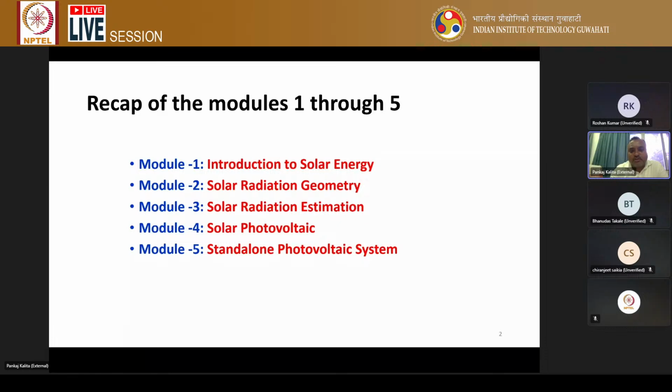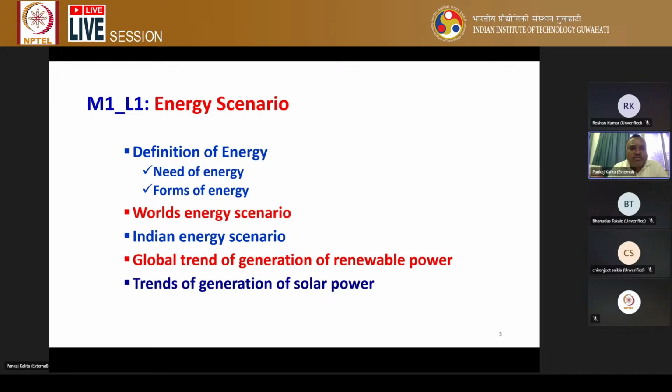In module 4, solar photovoltaics has been described, and it includes the very fundamentals and then goes to different applications. And in module 5, standalone photovoltaic systems were exclusively discussed. So lecture 1 of module 1 primarily covers the energy scenario.